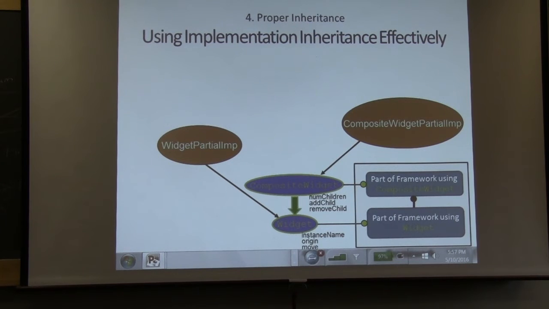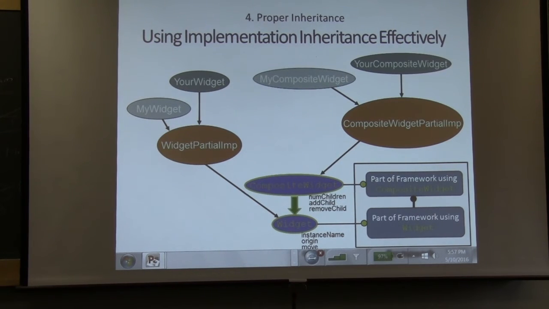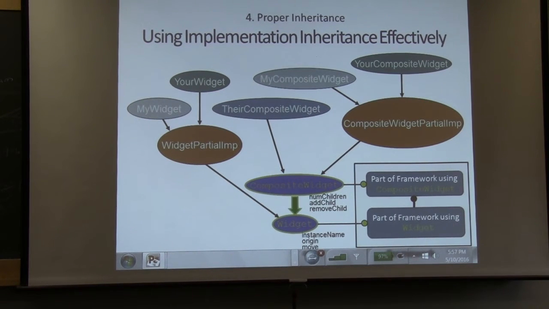I'm not so happy about changing the implementation of one, in other words, overriding it further, but that's a little bit of an aesthetic. Then my widget can derive from this, and it's instantiable, whereas the widget partial imp is not instantiable. I have no problem with this. You can do all kinds of good things like this, and this is perfectly great. And if I want a composite widget that just implements the widget protocol directly, or their widget implements it directly, I don't have to pay for anything I don't want. So I have full flexibility here, and I have some shortcuts.